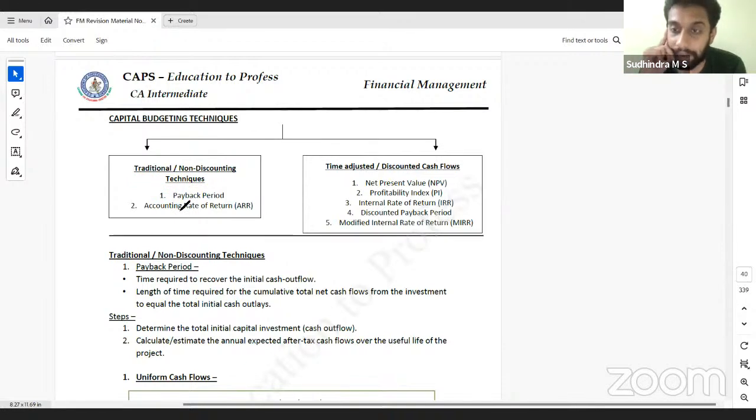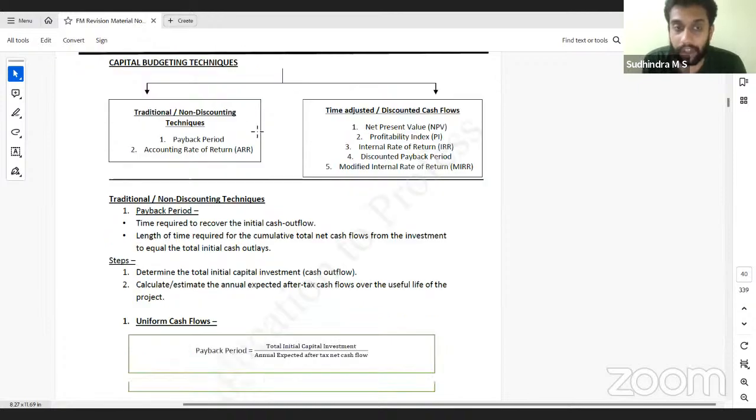What is payback period? Payback period is the time period that is required to recover the investment. Accounting rate of return is the return in percentage. What is the return I'm getting on the investment? Book profit, accounting profit. Right? In accounting rate of return, accounting profit is considered. Whereas discounted cash flows, we have NPV, profitability index, IRR, discounted payback period, and MIRR, modified internal rate of return.